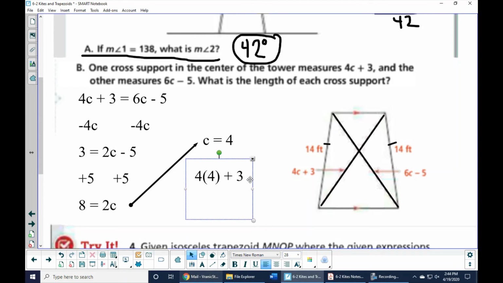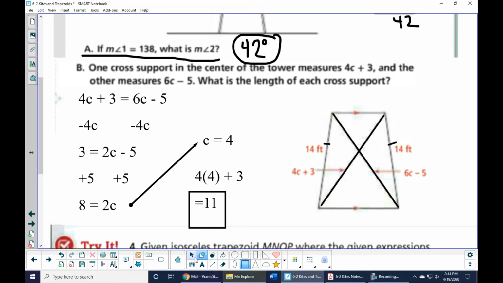That's plus 3. Okay, so 4 times c plus 3. 4 times 4 plus 3 comes out to equal 11. Where's my equal sign? There it is. And that is our final answer here. Okay, a little bit complicated, but that's stuff we're going to need to do.